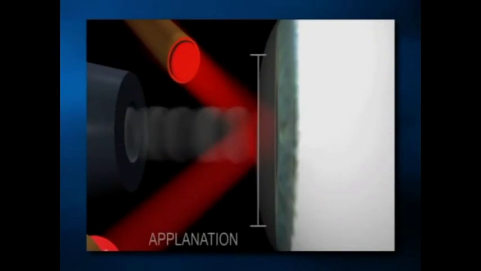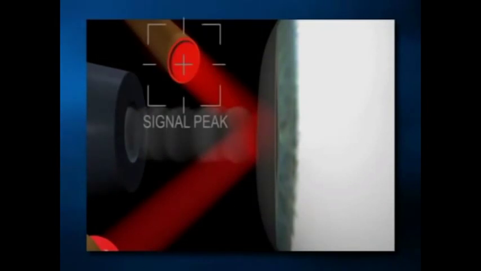The air pump now delivers a collimated stream of air directly onto the eye. As the cornea moves inwards towards applanation, the reflected light beam begins to converge, directing an increasing amount of light onto the detector. When applanation is achieved, the reflected light is nearly collimated and the detector registers a signal peak, causing the pressure transducer to record the applanation pressure.